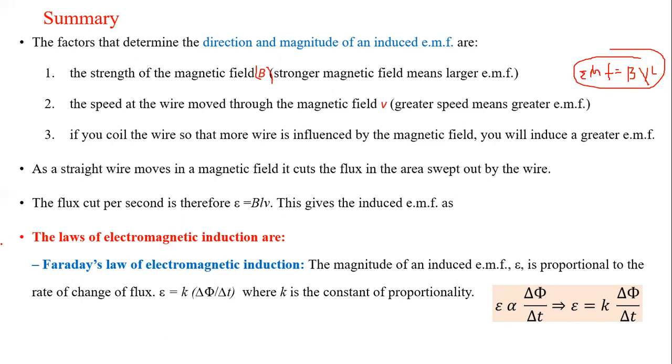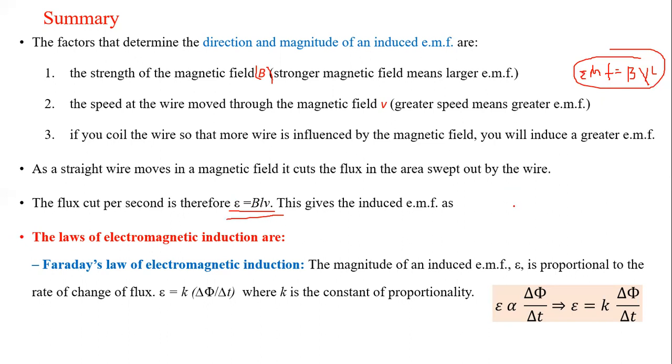As a straight wire moves in a magnetic field, it cuts the flux in the area swept out by the wire. So the flux cut per second gives the induced electromotive force, EMF equals B L V. V is velocity, L is length.